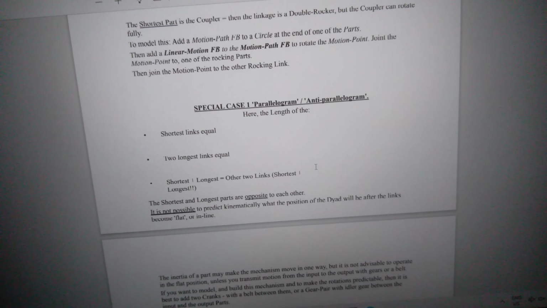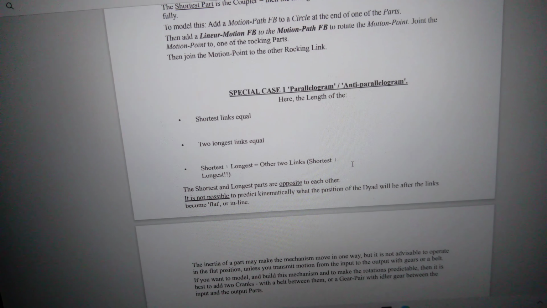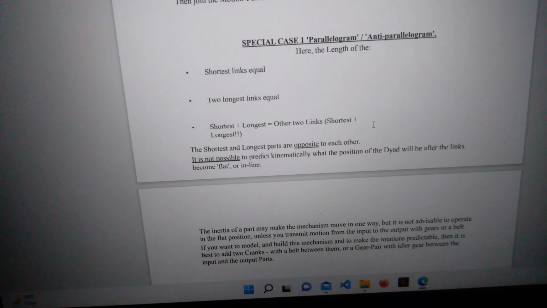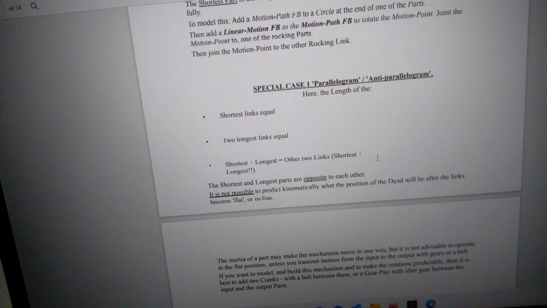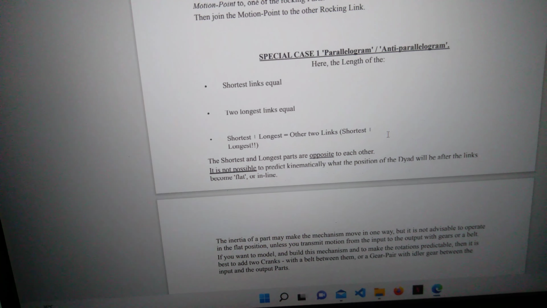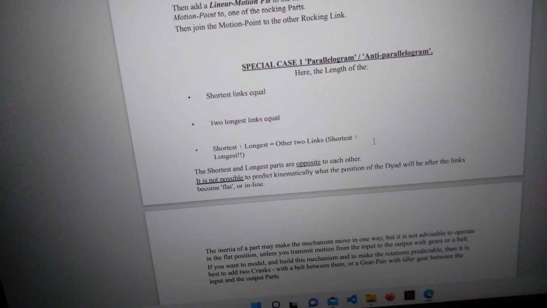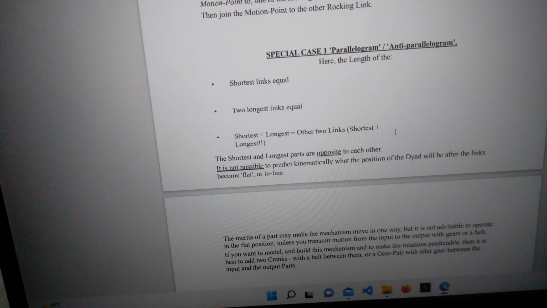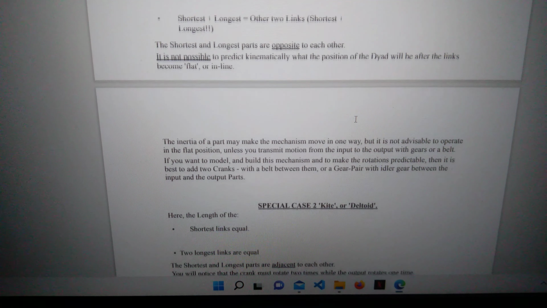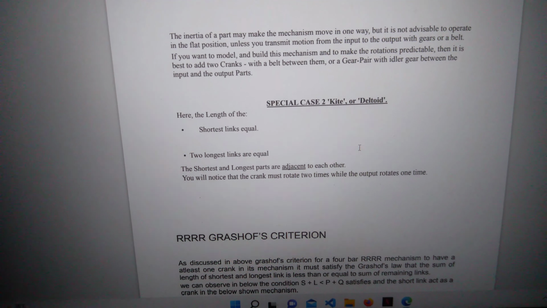Now, as I told you above, there are two special cases also. The first one is the parallelogram or anti-parallelogram case. Here the lengths of the shortest links are equal and the longest links are also equal, sir, if these conditions are satisfied. And also the shortest and the longest, the other two, should be equal to the other shortest and longest. If these three conditions are satisfied, sir, then we move into this case, sir. Now, coming to the second special case, we have the kite or the deltoid, sir.